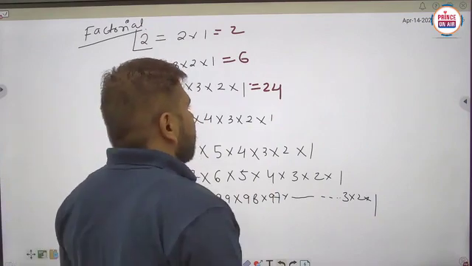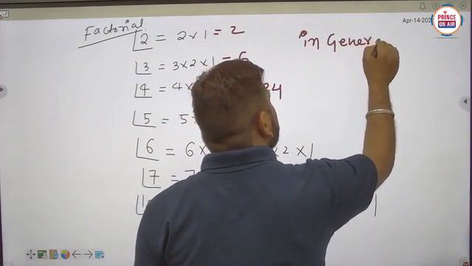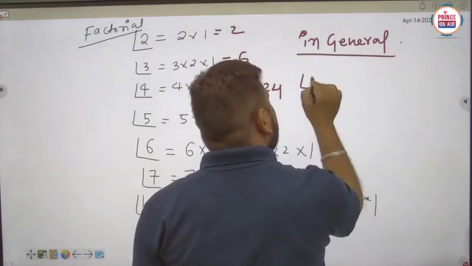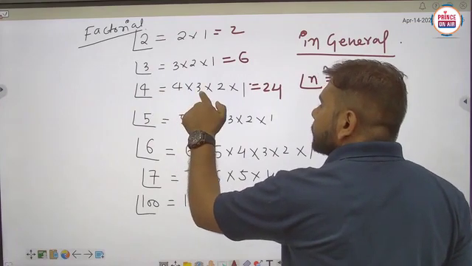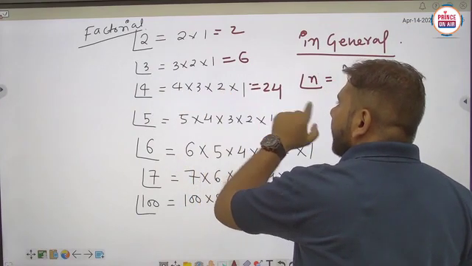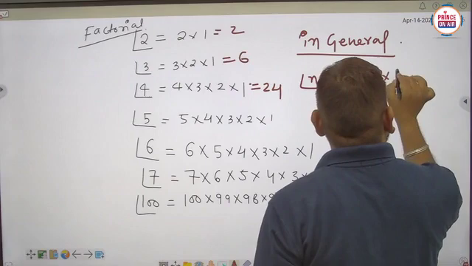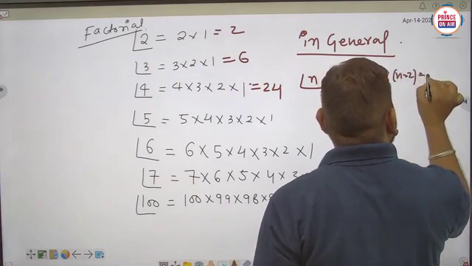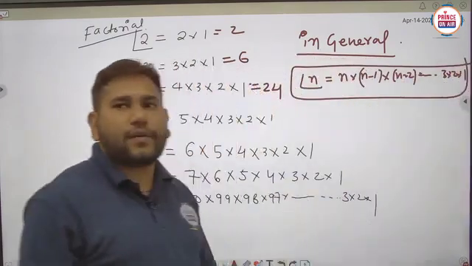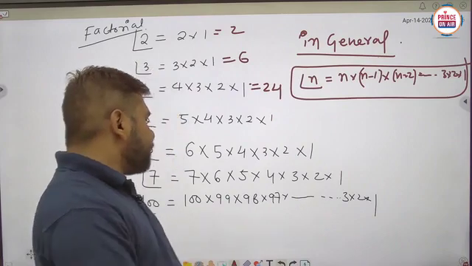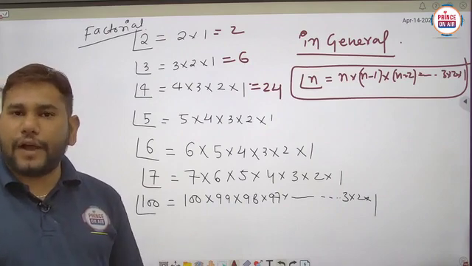Clear? So in general what can I write? In general factorial n means n into n minus 1, n minus 2 and finally up to 1. So n into n minus 1 into n minus 2 up to 3, 2, 1. This is the general formula of factorial. Clear to all of you beta? So now here we have learned how we can find out the value of any factorial number.